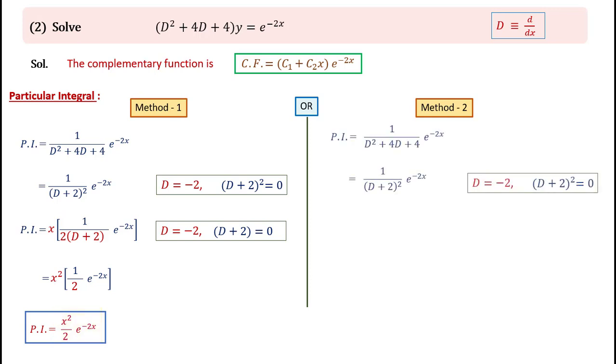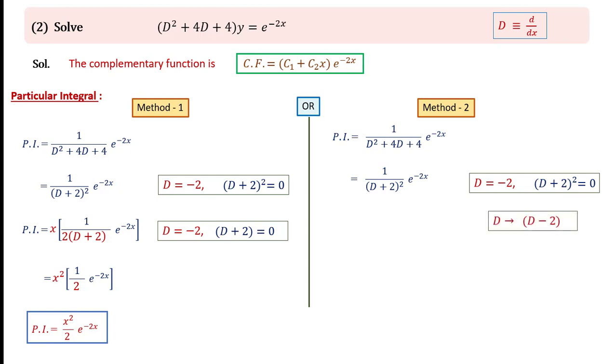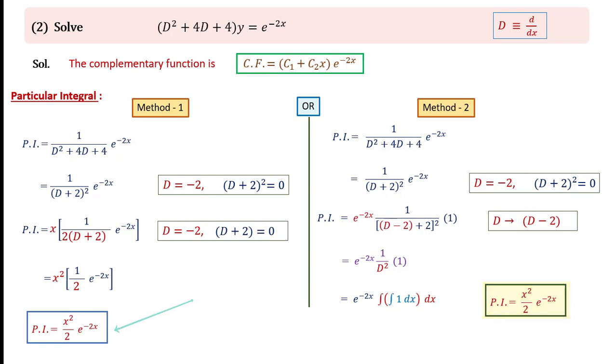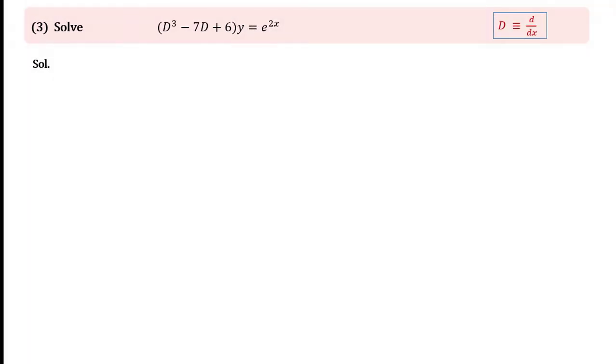Now in method 2, replace D by D minus 2 by taking e power minus 2x before the operator, and we get, so the particular integral is x square upon 2 into e power minus 2x, which is the same as we get by using method 1. Hence the complete solution is.